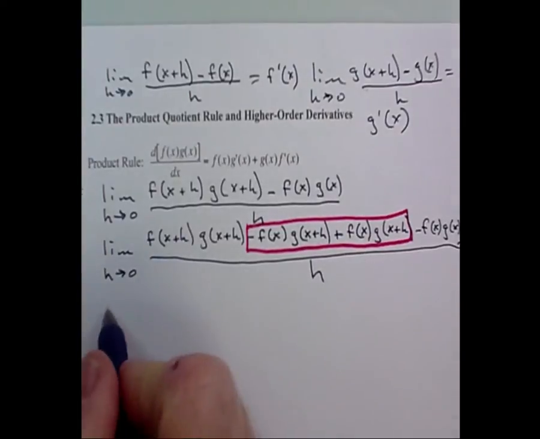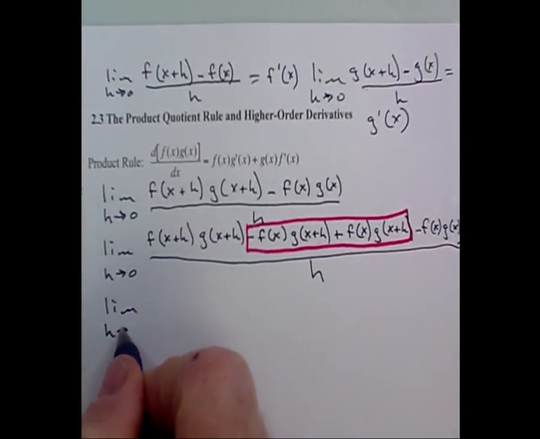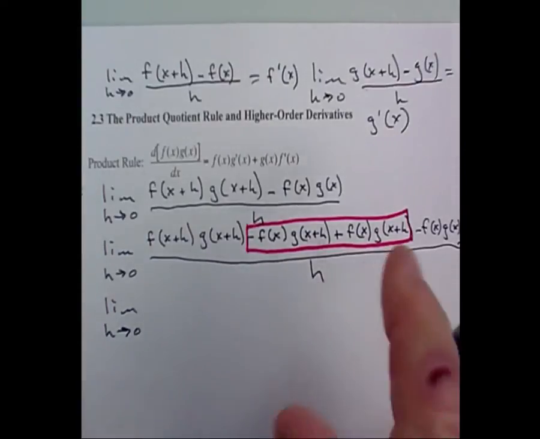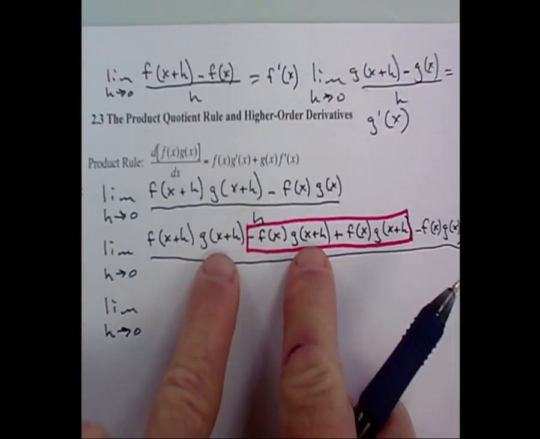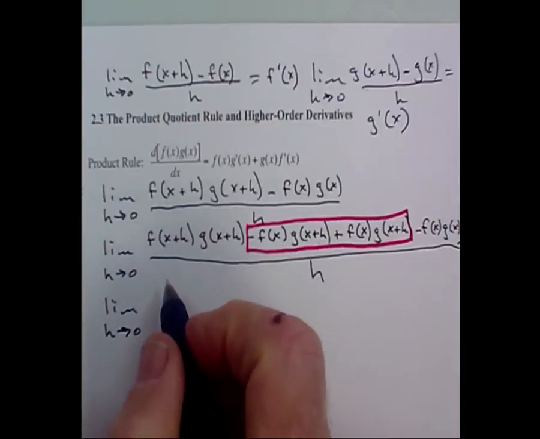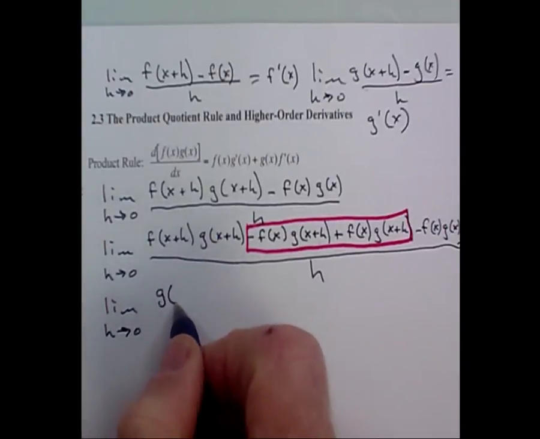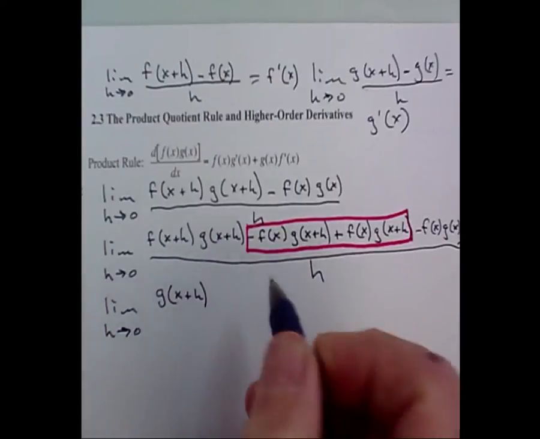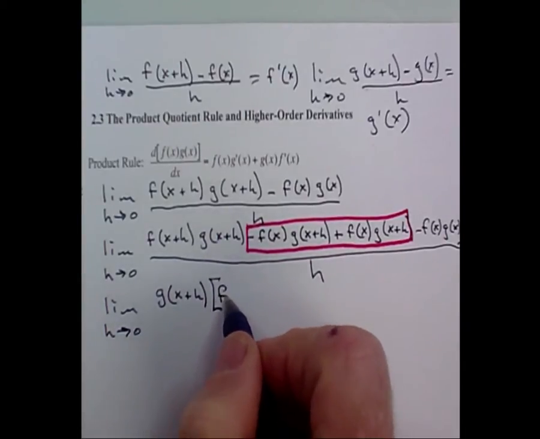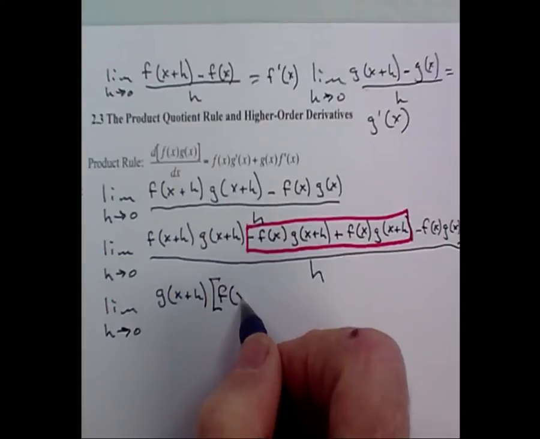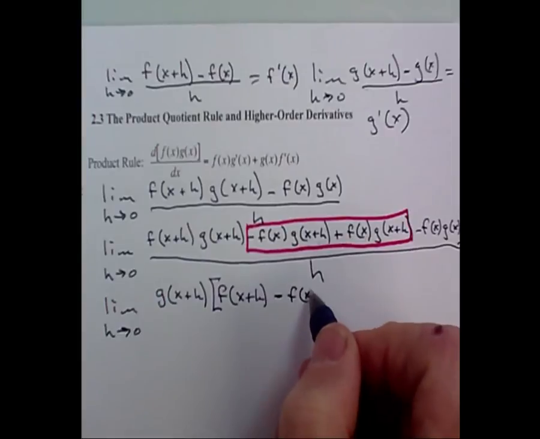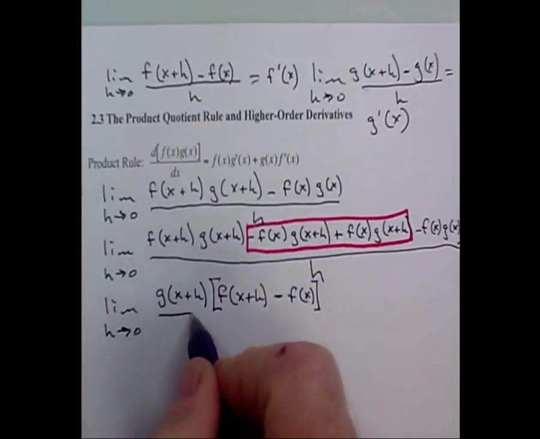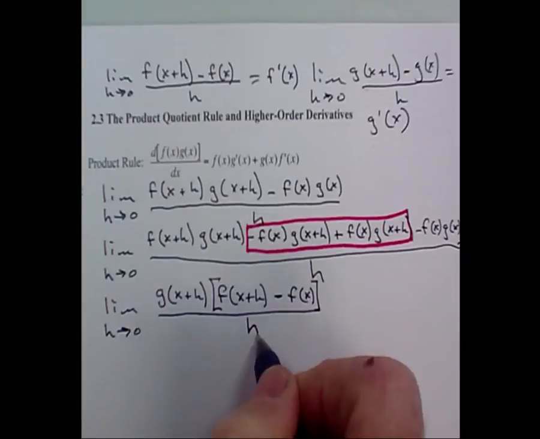Okay. And so I'm going to take the limit as h goes to 0. And what I'm going to do is, in these two terms right here, they both have g of x plus h. So I'm going to factor out a g of x plus h. And what will I have left here? I'll have f of x plus h minus f of x, and that's going to be over h.